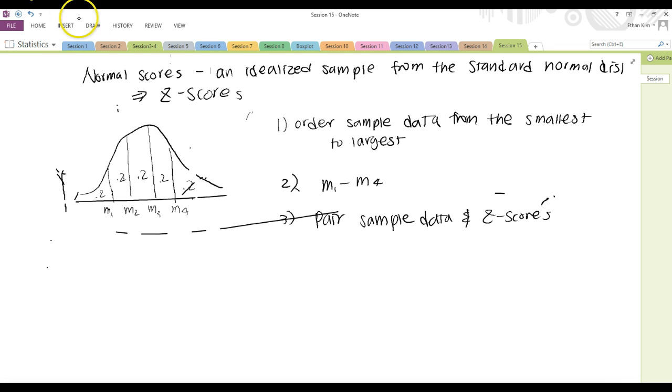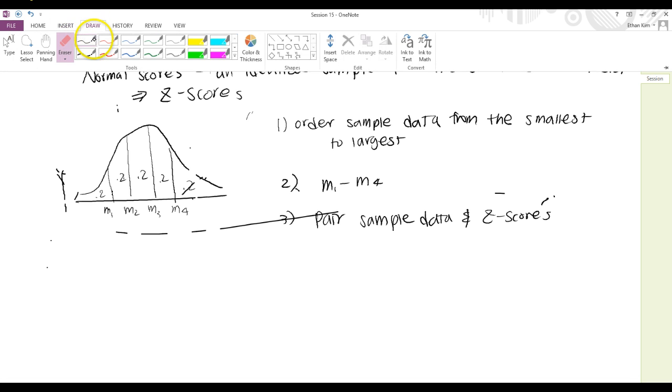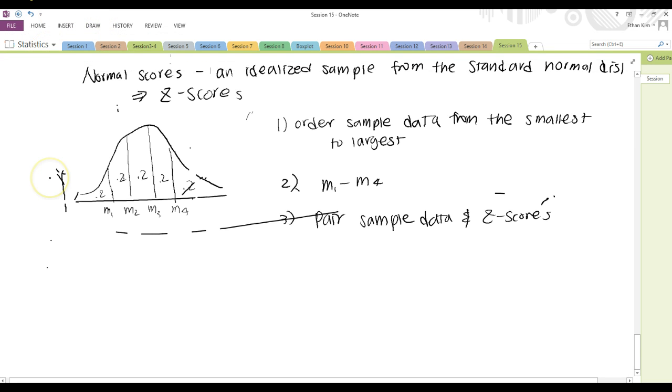Okay, so looking at an example, say we have a sample size of 4, and the samples are the following. Okay, so example, we have 44, 68, 75, and 82. And we also have the normal scores that correspond to the sample.